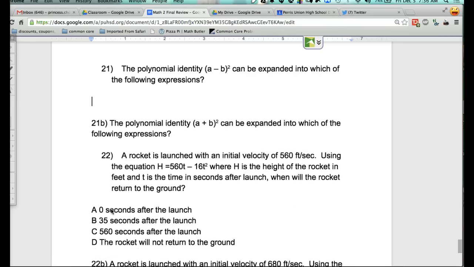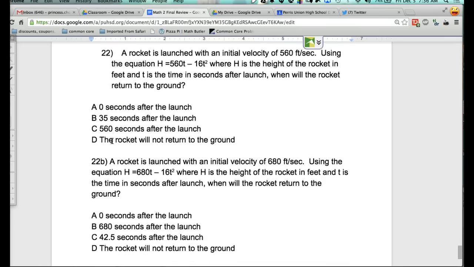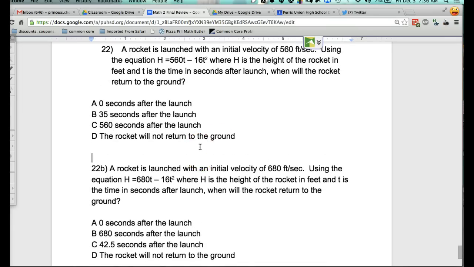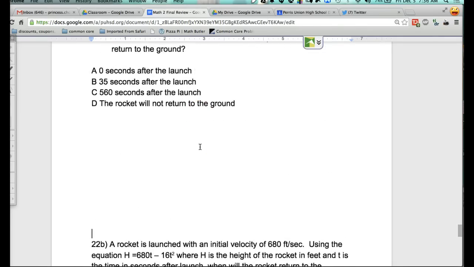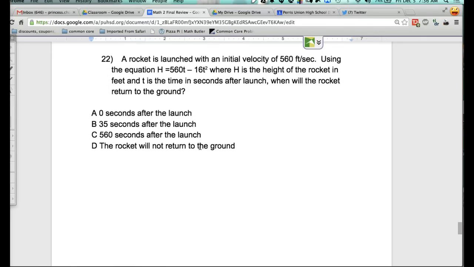Okay, so now I want us to move on to the next question, which would be number 22. Okay? And this is obviously going to be the last question for today. So let's go ahead and copy the question first. Ready? Go.